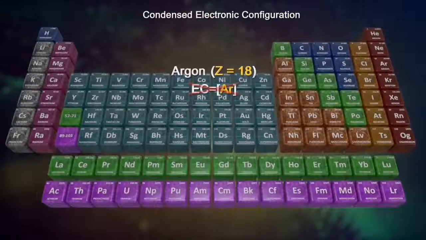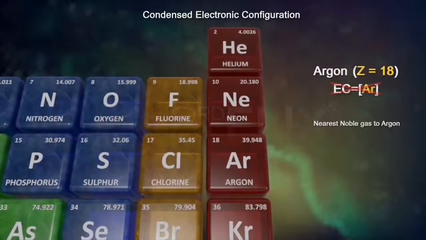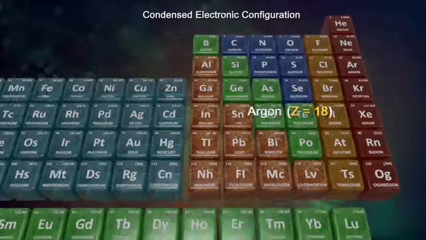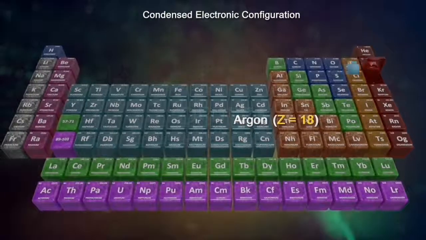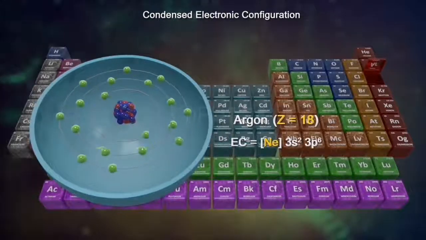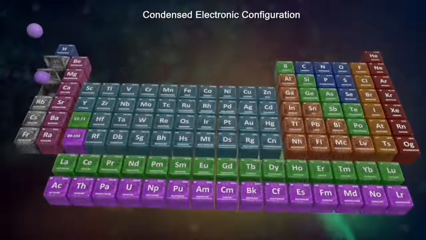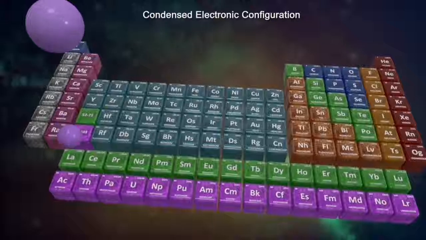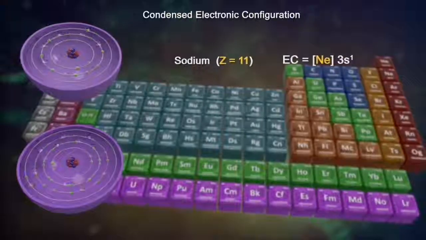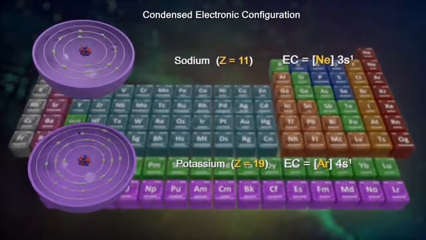You must note that to express the condensed configuration of argon, you have to use the noble gas that comes before argon, and that would be neon. So the condensed configuration of argon is written as neon 3s2 3p6. Similarly, the electronic configuration of sodium, Z equals 11, can be written as neon 3s1, and potassium, Z equals 19, can be written as argon 4s1.